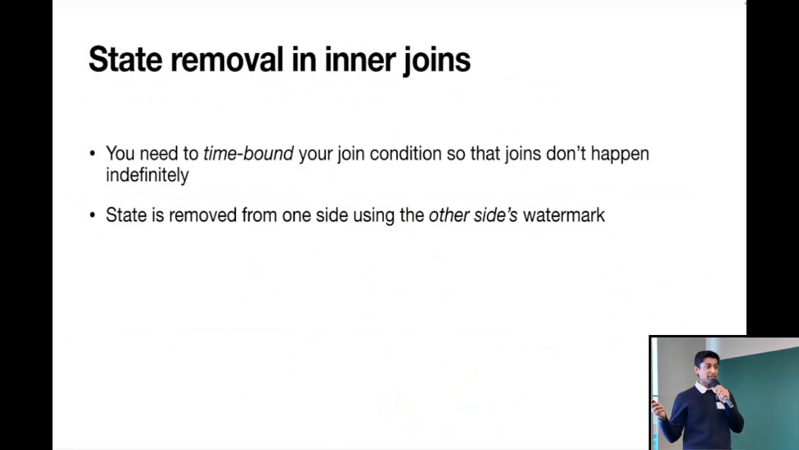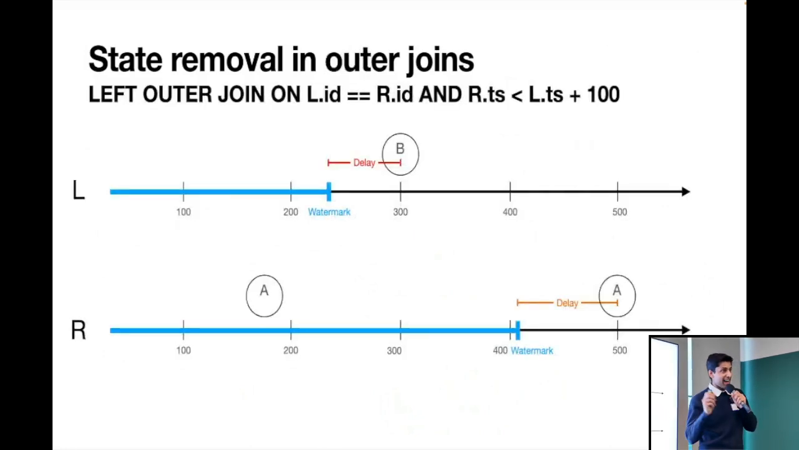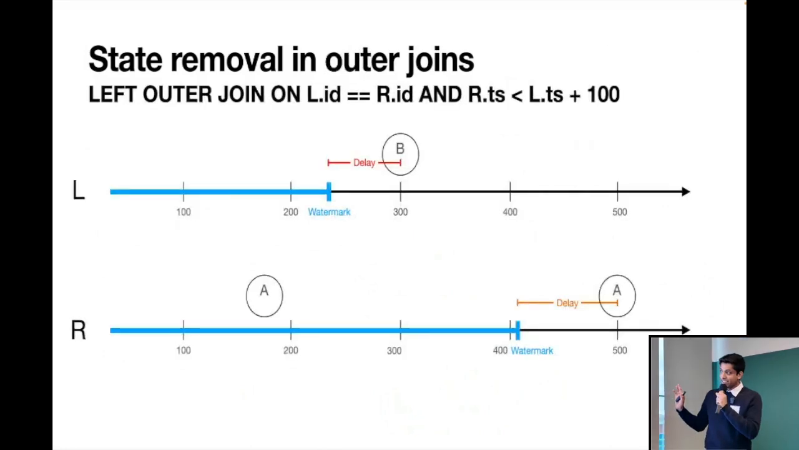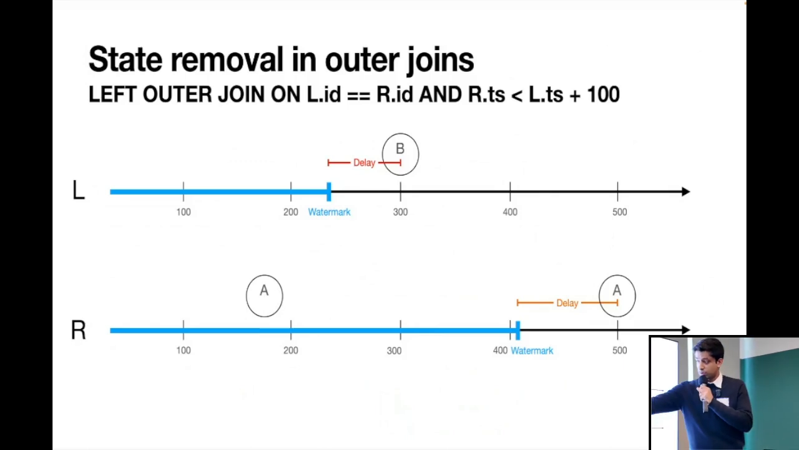Okay, state removal in outer joins actually follows fairly well from the previous example. So the question here is, can we evict this B from state? So we know that it hasn't joined with anything yet because we only have A's. And so we want to know, should we emit a B comma null, right? A null join because it's a left outer join.